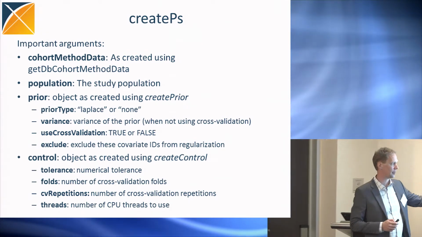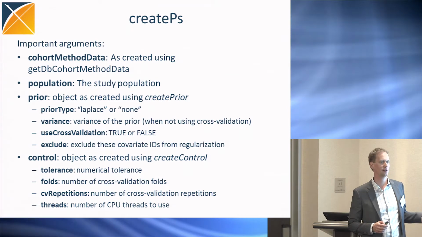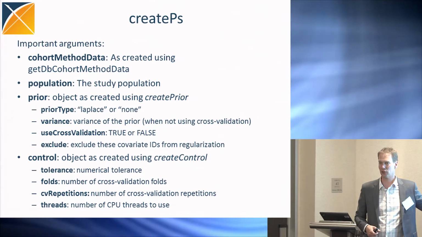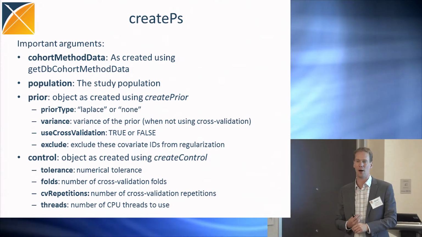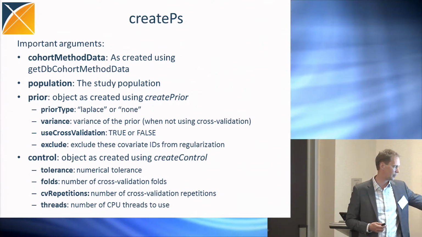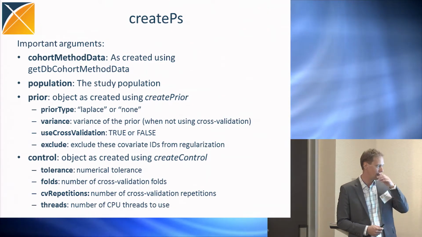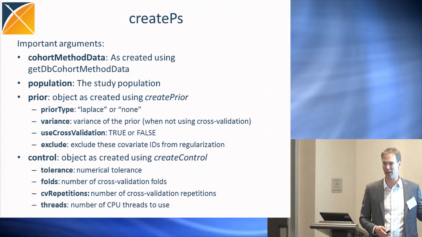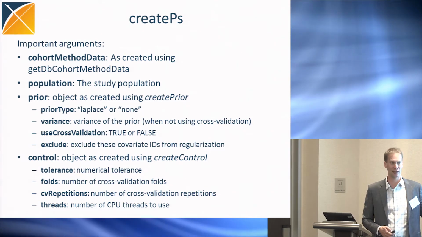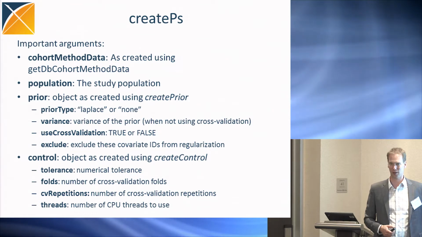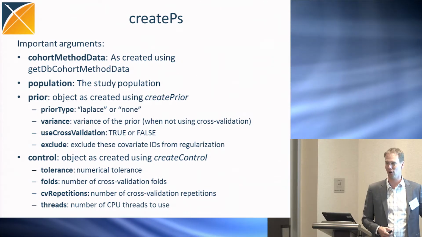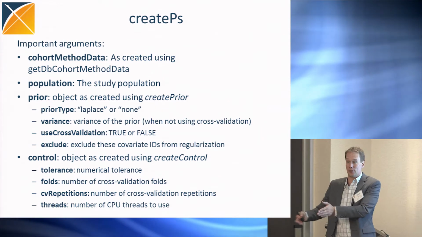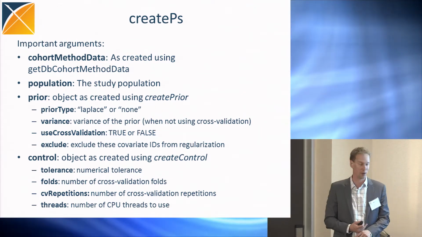Next to that is a control object that controls a lot of things, but mostly the regularization, or at least the cross-validation. You can specify things like the tolerance, the precision that you want when optimizing the likelihood function, and the number of folds in the cross-validation. CV repetitions: there is a sampling going on when you create the folds, and you may end up with a very unlucky sampling. If you want to be absolutely sure that you're really estimating the performance of a particular hyperparameter value, you want multiple repetitions of your cross-validation. So you can say, I want 10 cross-validations, and I want to do that 10 times, for example. That's something we sometimes do when we really want to be sure that we're fitting a good model.